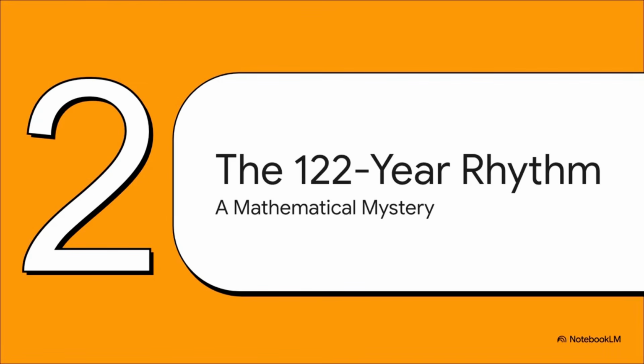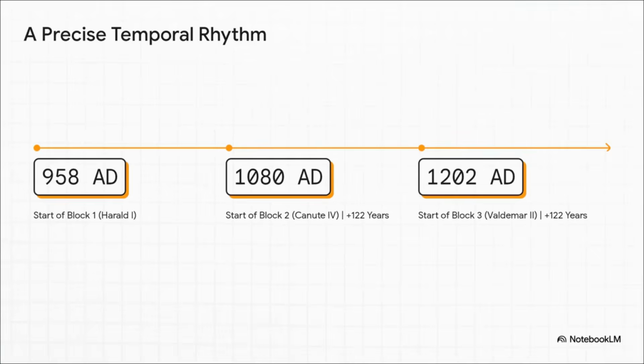So these naming patterns are already pretty mind-blowing. But when you start looking at the timeline, that's when the mystery gets even deeper. Honestly, this is where it starts to feel less like history and more like math. All right, so here's the absolute kicker. From the start of that first block, back in 958, to the start of the second block, in 1080, it's exactly 122 years. Okay, that's interesting. But then, from the start of that second block to the start of the third one in 1202, you got it. It's another 122 years on the dot. We're talking about a precise, repeating rhythm, like a historical metronome ticking away over centuries.